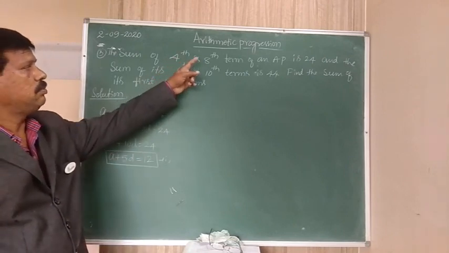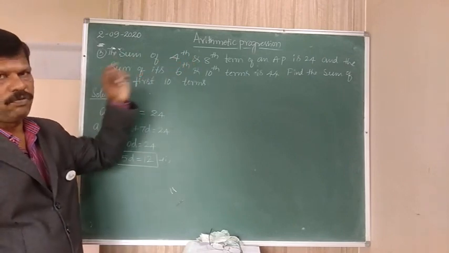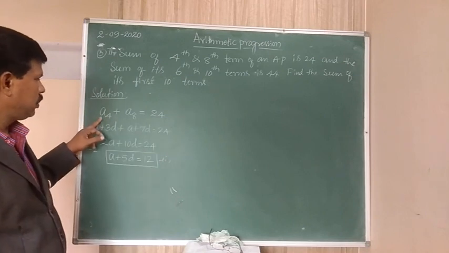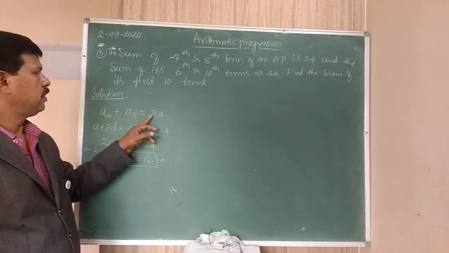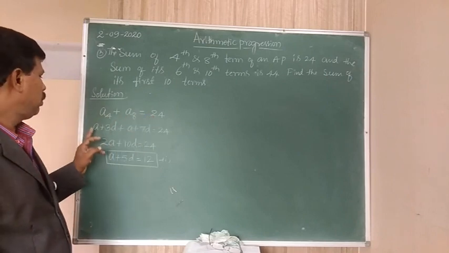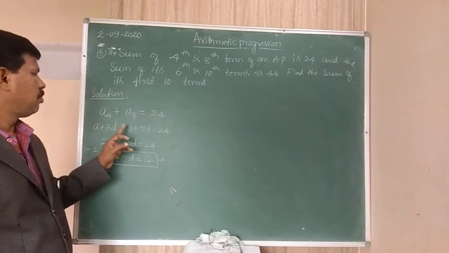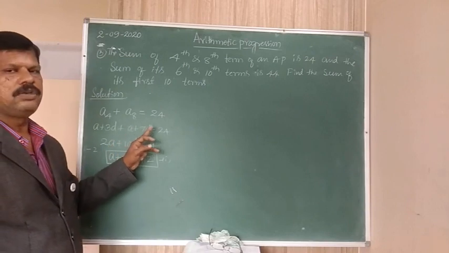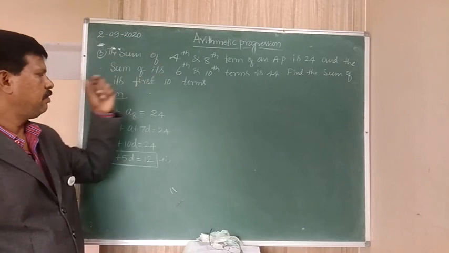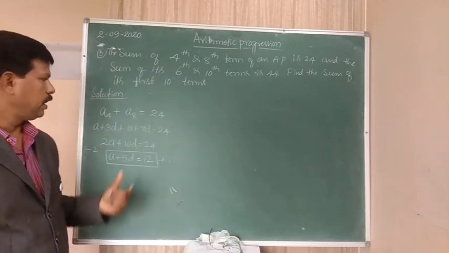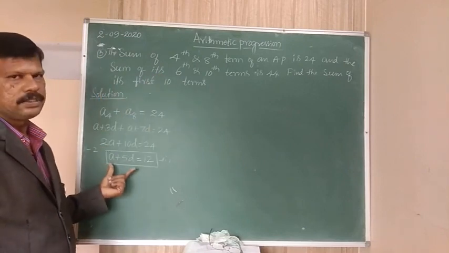See, fourth term and eighth term. Sum of fourth term A4 and eighth term A8 equals 24. Now A plus 3D plus A plus 7D equals 24. So we have taken the fourth term, taken the eighth term, and if we add them, it is 24. That we will do like this.